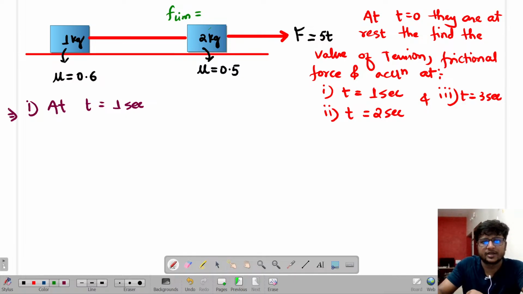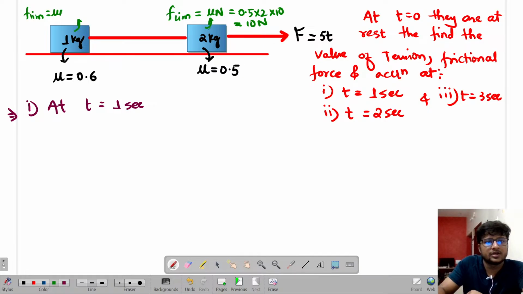How much is this F limiting? Mu into N, correct? Mu into N will be how much? Mu is how much? 0.5 into 2 into how much? 10. How much is this? 10 Newton. Okay, how much is this F limiting?